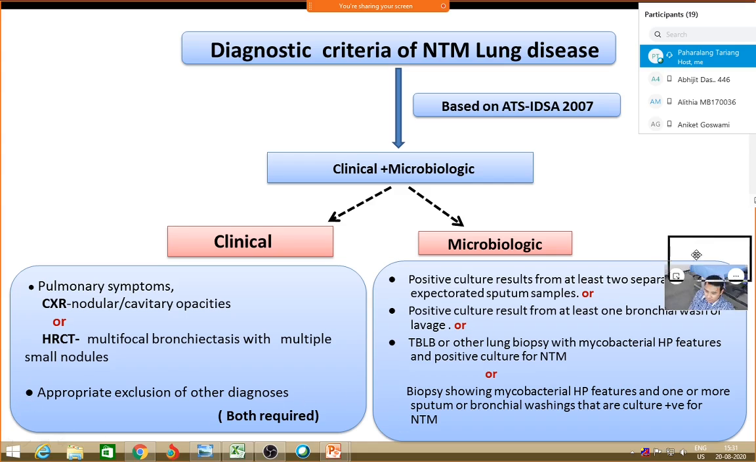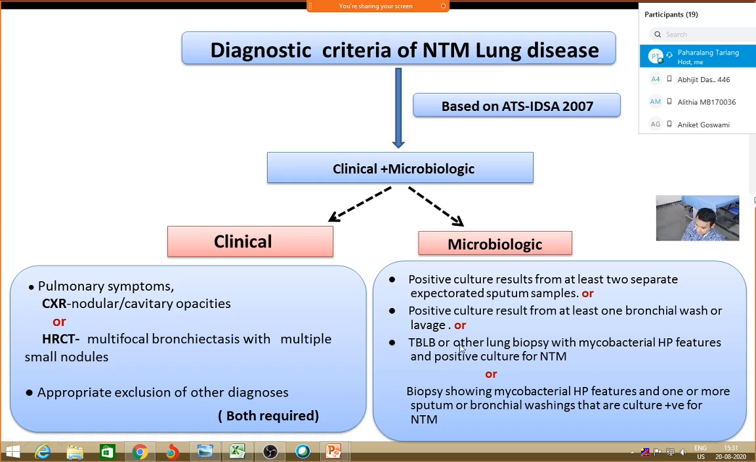Then you have your microbiological diagnosis, which is positive culture results from at least 2 separate expectorated sputum samples, or a positive culture result from at least 1 bronchial wash or lavage if bronchoscopy has been done. Or a transbronchial lung biopsy or any other form of lung biopsy with mycobacterial histopathological features and positive culture for NTM.